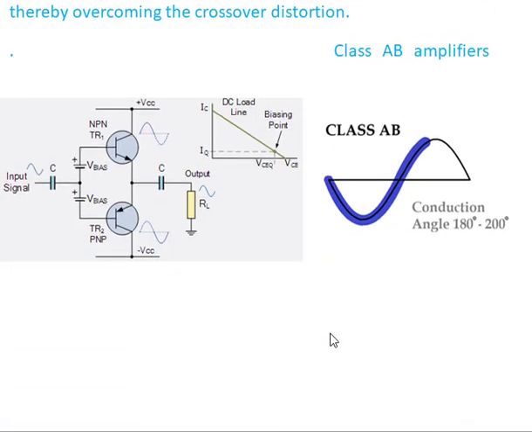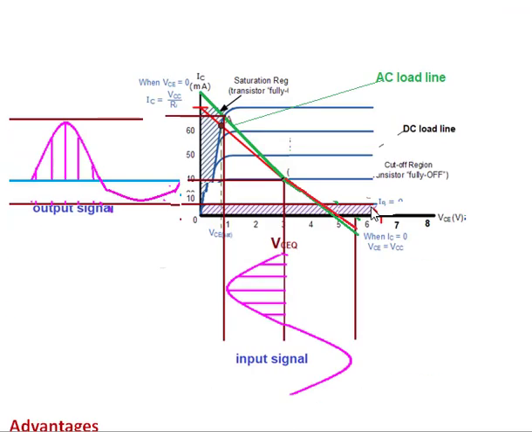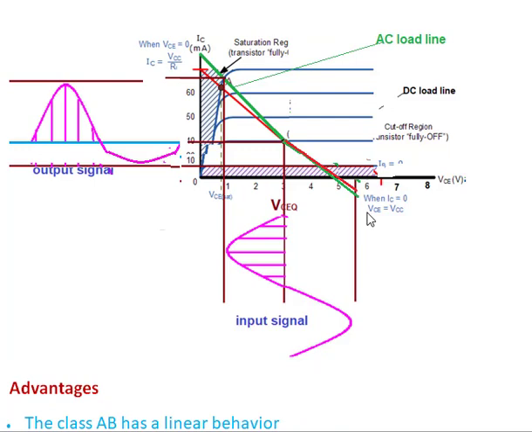See here, this is class AB amplifier. It also has two transistors. The input signal is given here. The output appears for more than half of the input signal like this. See, it is the load line graph of class AB amplifier. See here, it is the input signal, it is the output signal.